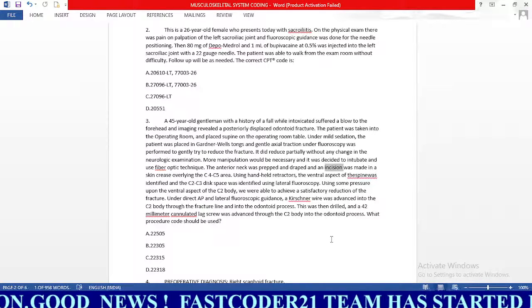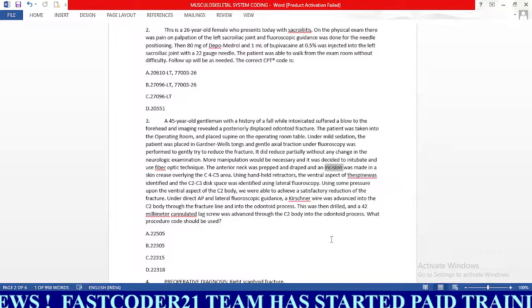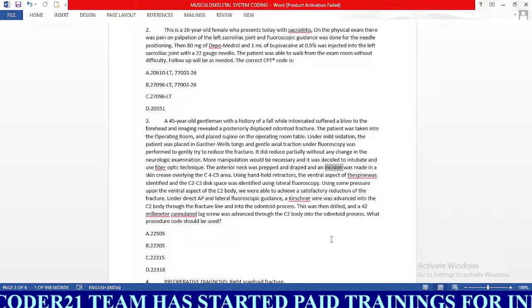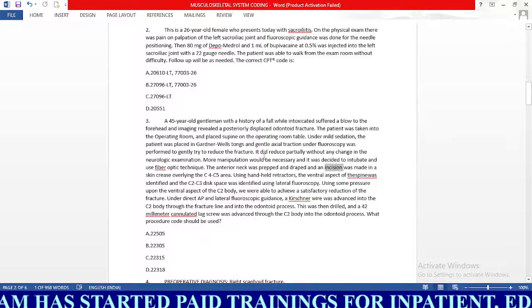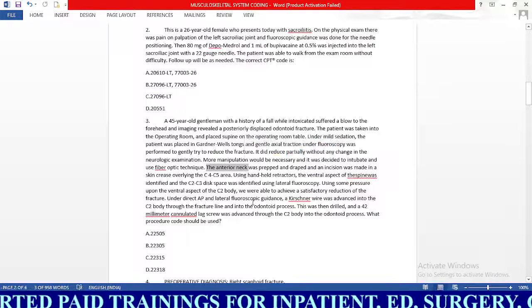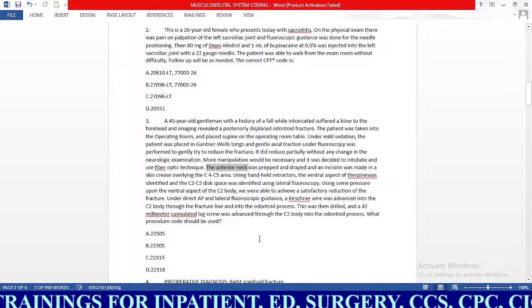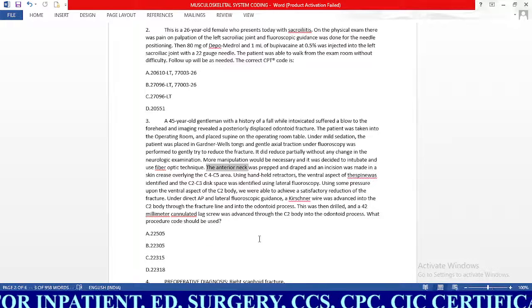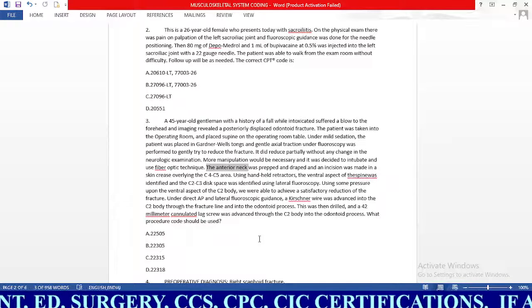If you check the description: open treatment and/or reduction of odontoid fracture and/or dislocation, including os odontoideum, anterior approach. So here the physician placed the patient in the supine position and made the incision on the anterior neck. See, here is the position of the patient, anterior side. So 22318 is the correct answer based on our keywords and our code description. Okay guys, any doubt here? So 22318 is the correct answer.